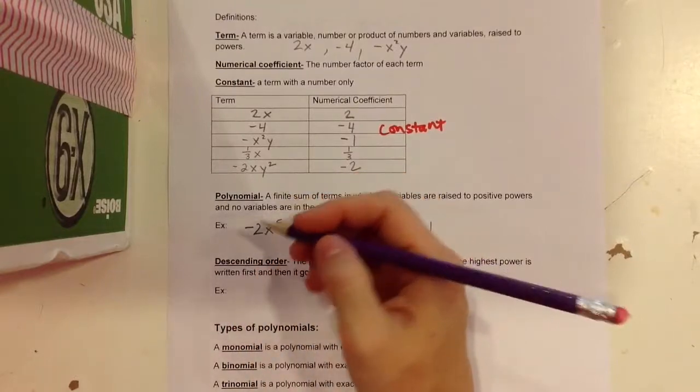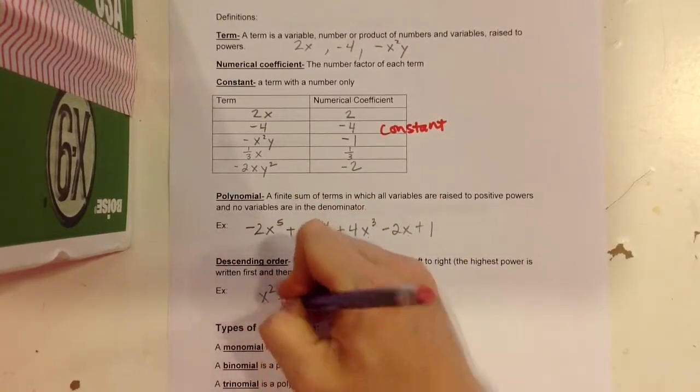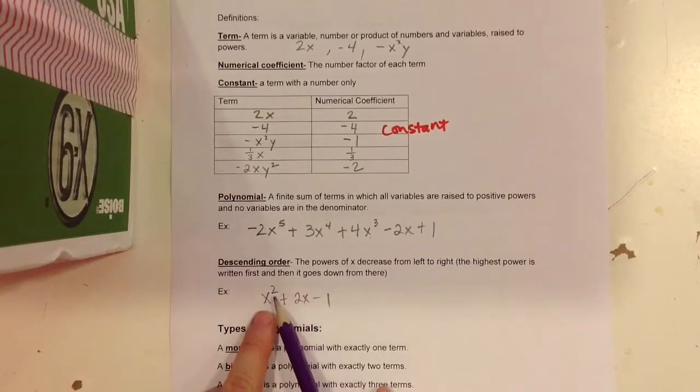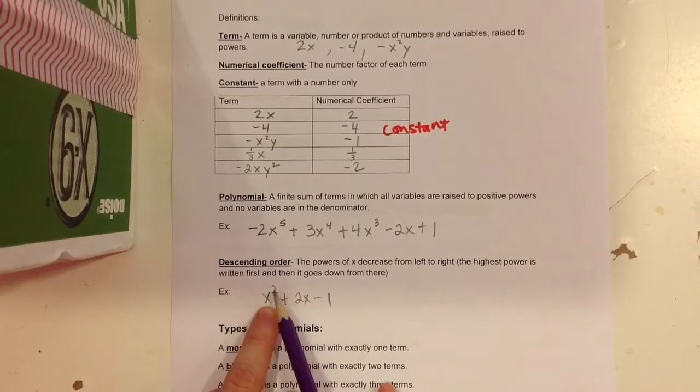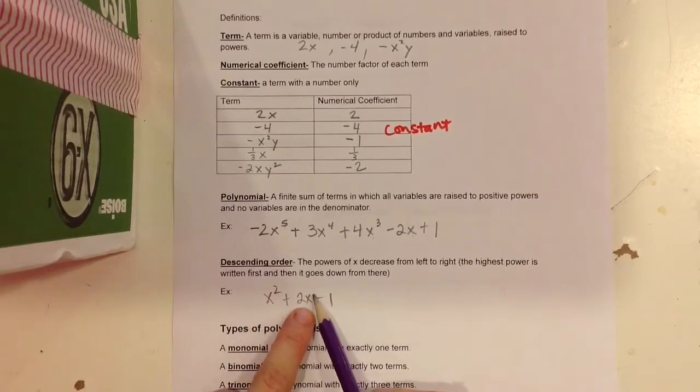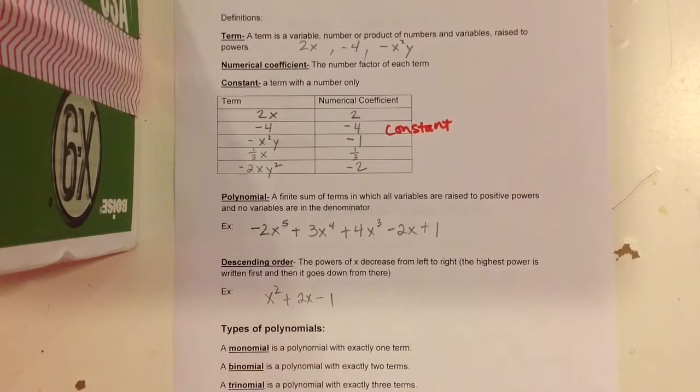A descending order example could be as easy as this, as long as you have your highest power first, and then it descends from there. So x to the 2nd, then I have x to the 1st, and then I have my constant term.